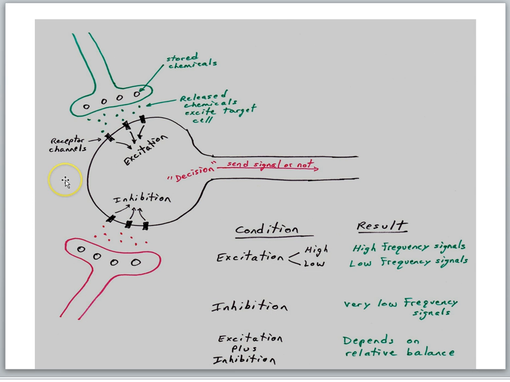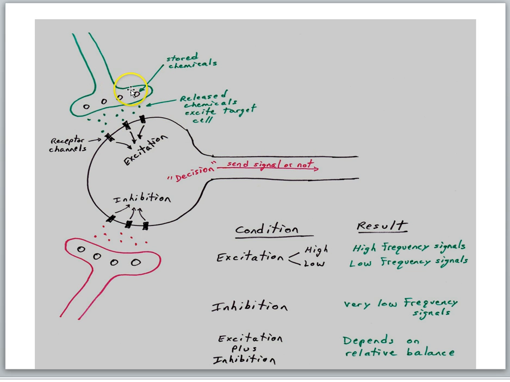And one final example of a neuron processing information comes into play when we think about a target cell here that may have both excitatory inputs and inhibitory inputs. And so the cell's going to have to make a decision. It'll have to weigh the relative weights of the excitation and inhibition in deciding what frequency of response it's going to generate. So let's take the excitatory.